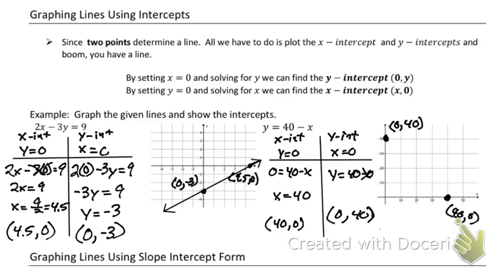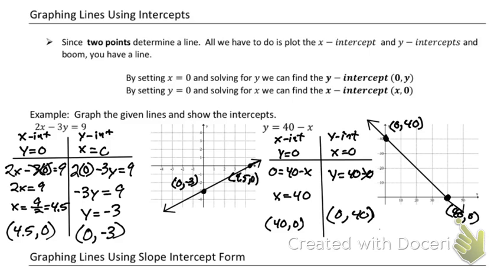Then we connect our 2 points as best I can with my tools. That's not even close. That's just failure. Let's just do that. Good enough. Good enough for government work. All right. That is graphing using intercepts.